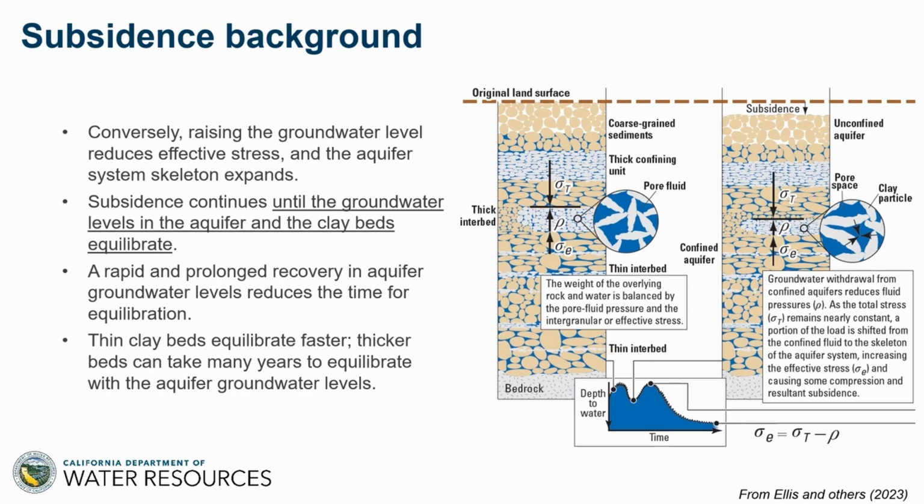So the fastest way to restore equilibrium between the clay beds and the aquifer sediment is to have a rapid and prolonged rise in the aquifer groundwater level. As a final note, the time to equilibrate isn't the same in all areas of the aquifer. Thinner clay beds equilibrate faster than thicker clay beds, again because of the time it takes for the pressure gradient to travel through a thick clay versus a thinner clay unit.